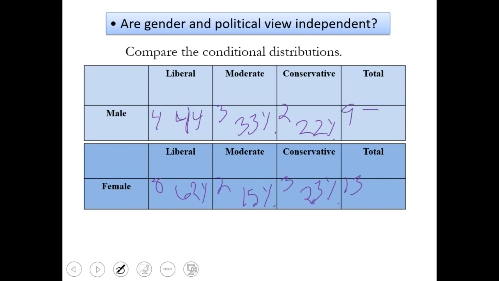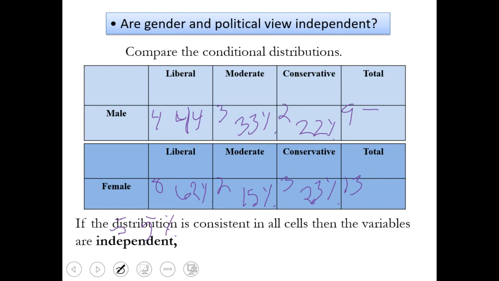Let's look at male liberal. Originally, the chance that someone would identify as liberal was 12 divided by 22, which we got as 55%. That was the chance a random person out of the whole group was going to be liberal. But in this case, if we found out they were male, what's the chance that they're going to identify as liberal? It's a 44% chance. Knowing their gender changed the probability that they were going to identify as liberal. Instead of being a 55% chance, now it's only a 44% chance.